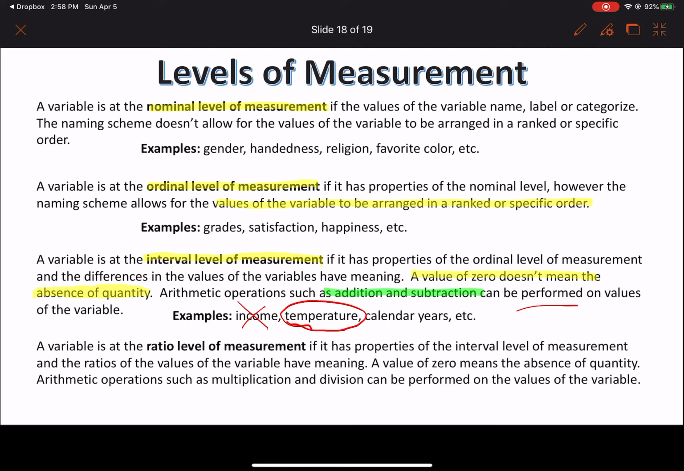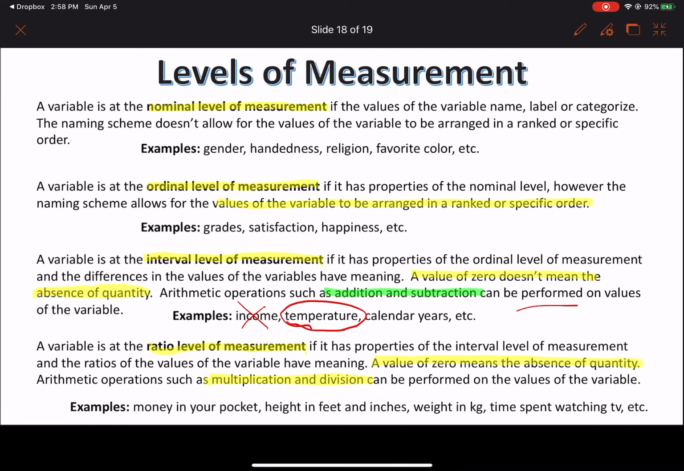Another one right here, the ratio level. So there's just a slight difference here. The ratio level of measurement, this is important: a value of 0 means the absence of quantity. Also, multiplication and division can be performed on the values of the variables. Some examples that I have here: money in your pocket. If I have 0 money in my pocket, that means there's no money in my pocket. Or I can say I have twice as much money as my brother does.